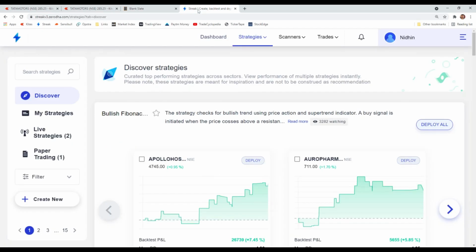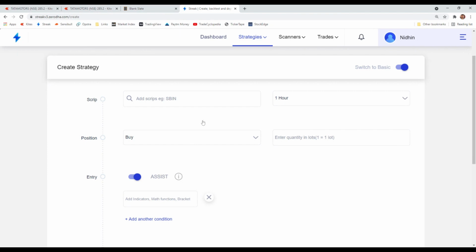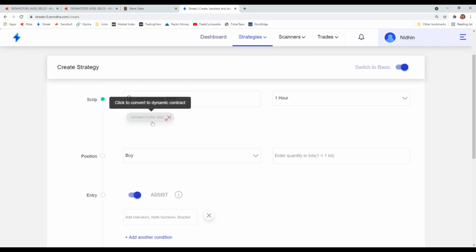So simply, I'll go to Streak as I showed yesterday and create new. This is the create new window. Under strategies, I click create strategy. Then the first thing I have to do is add the script. I'll be adding Tata Motors here. Okay, the Tata Motors script has been added. This will execute a trade in Tata Motors if I deploy it to the live market.